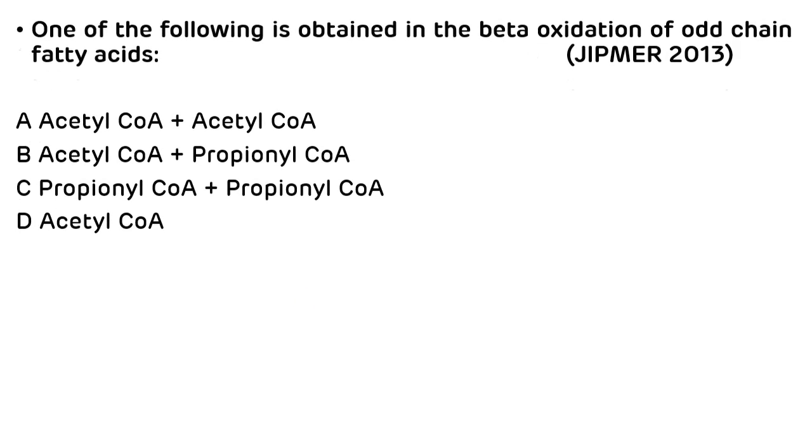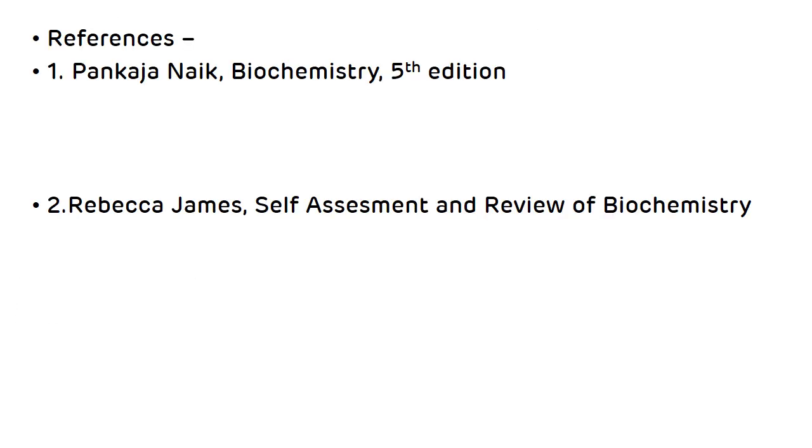Malonyl-CoA. And the third question, which was asked in JIPMER 2013: which one of the following is obtained in the beta oxidation of odd chain fatty acid? And the options are A. Acetyl-CoA, B. Acetyl-CoA plus propionyl-CoA, C. Propionyl-CoA, and D. Acetyl-CoA. So as we already discussed, in the oxidation of odd chain fatty acid, there is a synthesis of acetyl-CoA plus propionyl-CoA, and this propionyl-CoA gets converted to succinyl-CoA with the help of vitamin B12. So the correct answer is B. Acetyl-CoA and propionyl-CoA.